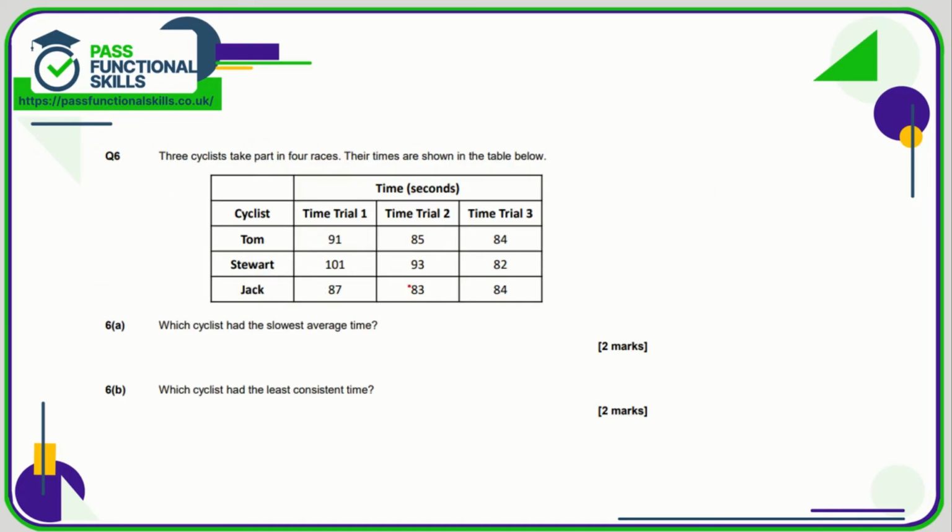And question number 6, which cyclist has the slowest average time? So what we're going to do is add 91, 85 and 84 together and then divide by 3, and that comes to 86.6. For Stuart, exactly the same thing, that comes to 92. And for Jack, 87 plus 83 plus 84 divided by 3 is 84.6. So the slowest average time is therefore Stuart.